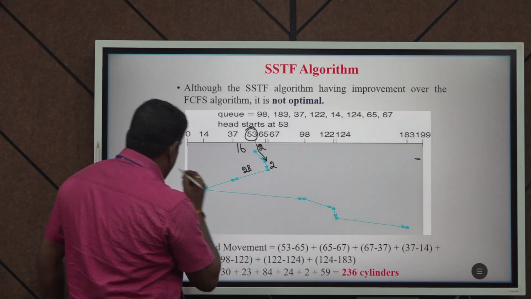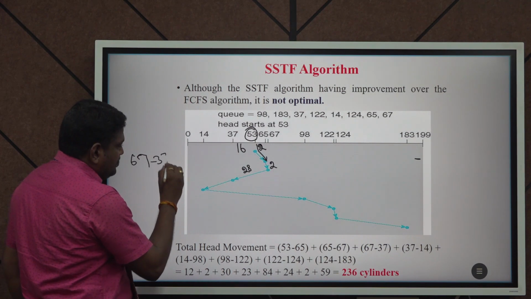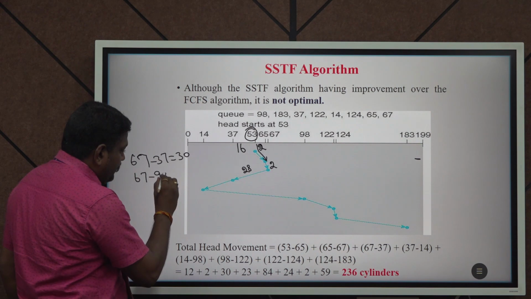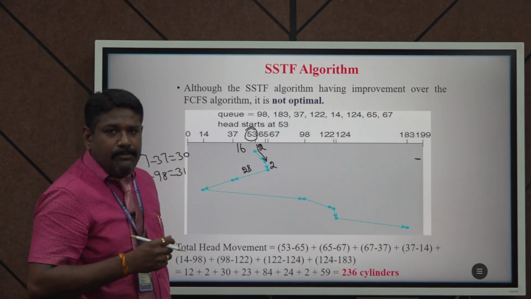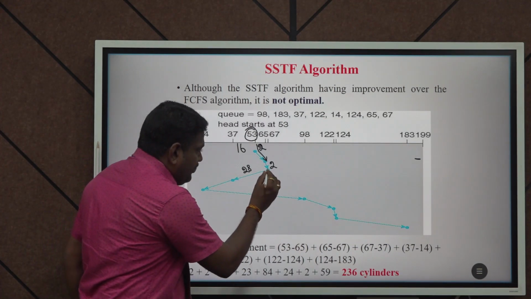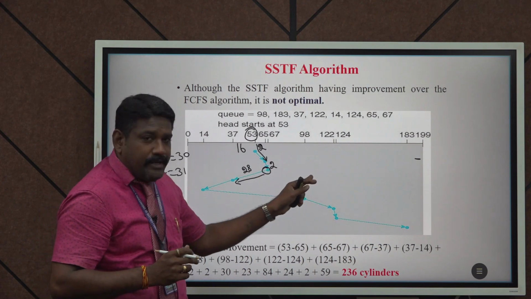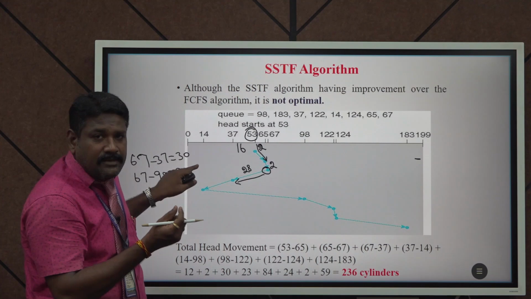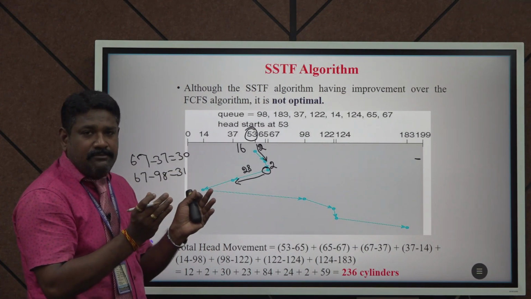So the difference: 67 minus 37, the value is 30, but the difference between 67 and 98 is going to be 31. So 30 is going to be the minimum value. So from 67 we have to move to 37. We should not move to 98. The reason is that here 30 is the shortest seek time. So based on the seek time difference, whichever has the minimum shortest seek time, we have to take that particular value.